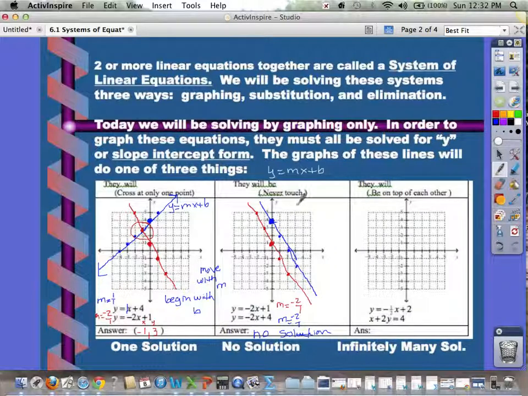Make a note. Parallel lines have the same slope. Same slope will always be no solution. Okay? So if you get to this and you see that that's already the same slope exactly, then you don't have to do any more and just write no solution, unless I ask you to graph it.